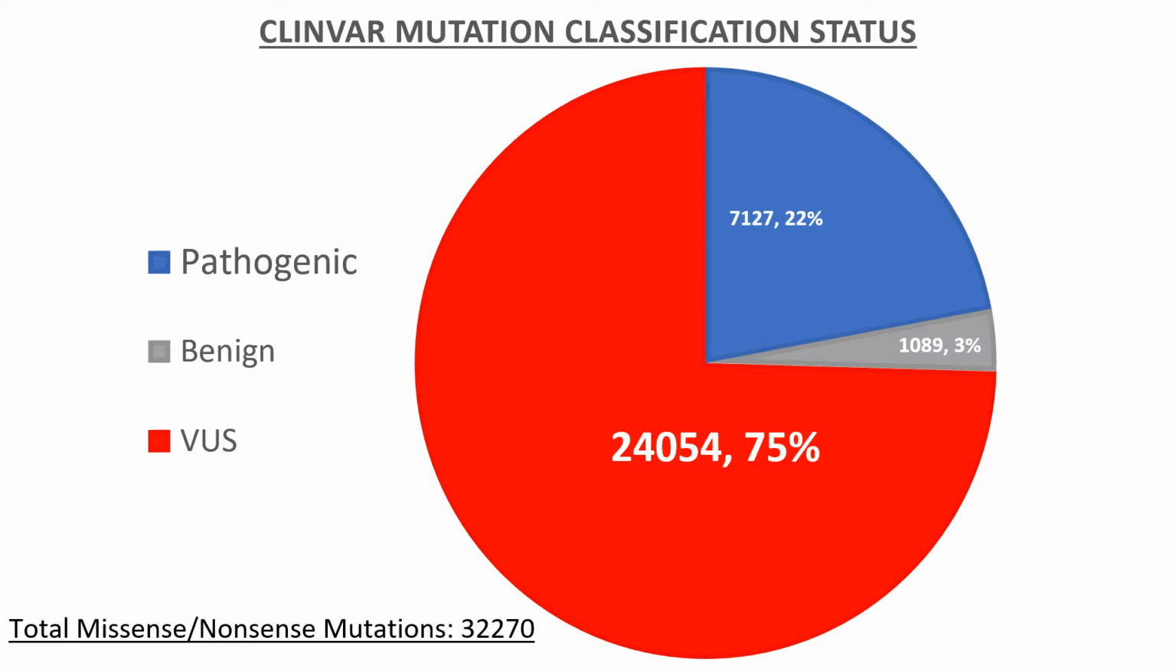My goal is to get that 75% much lower so that we're not just providing variants of uncertain significance, but can actually start to answer the questions regarding whether a mutation is causing the patient's disease or not.